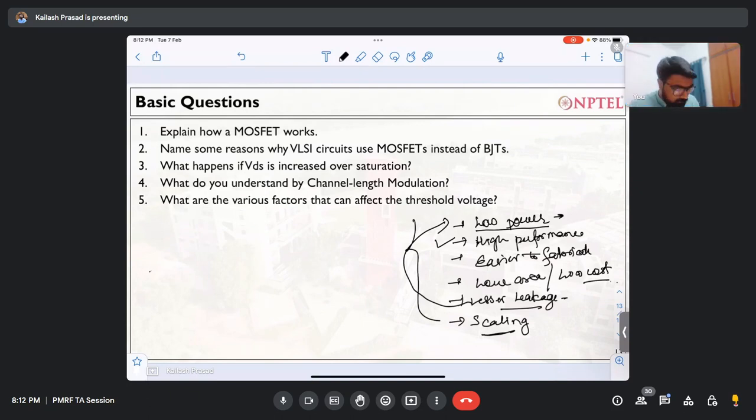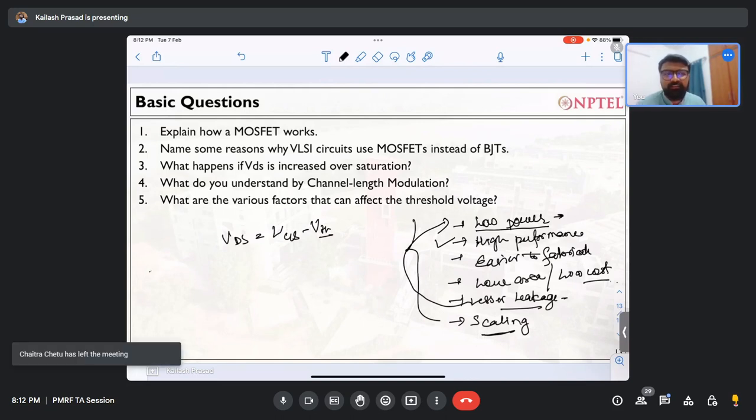VDS is equal to VGS minus VT, right? That is the point of saturation. Now what happens if VDS is greater than VGS minus VT? Then current stops increasing. Current will stop increasing, okay. Anything else that will happen? Pinch-off occurs at that point. Pinch-off occurs, okay. Do you want to explain pinch-off?